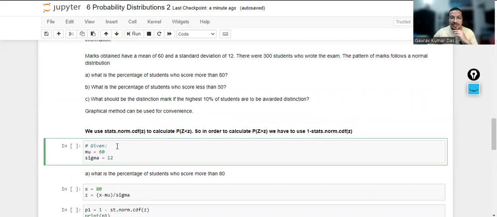So here we typically use stats.norm.cdf to calculate P of Z less than Z. In order to calculate this, we have to use 1 minus stats.norm.cdf. That is something which we have already understood.